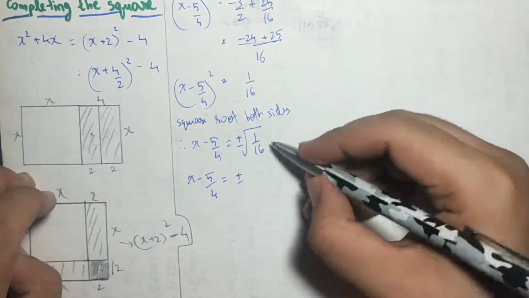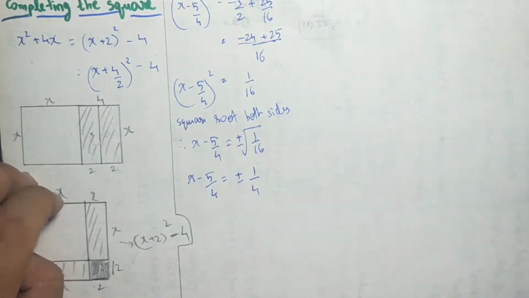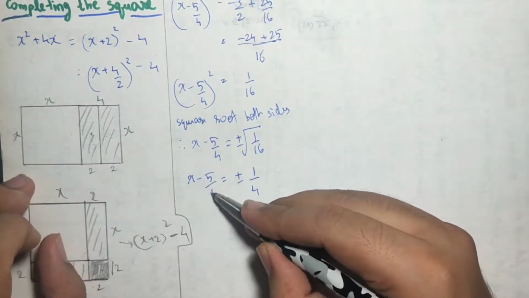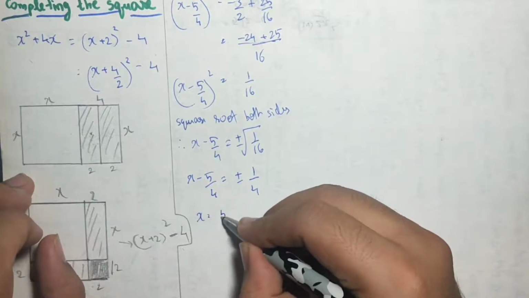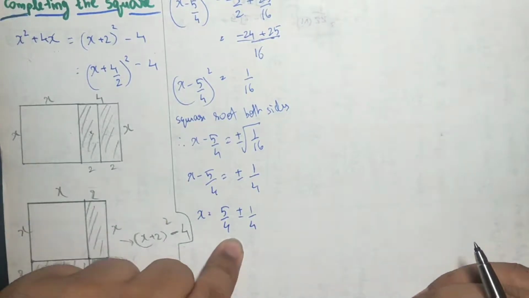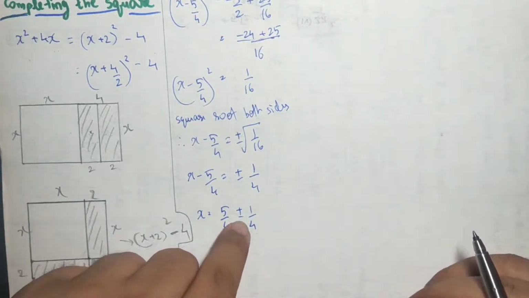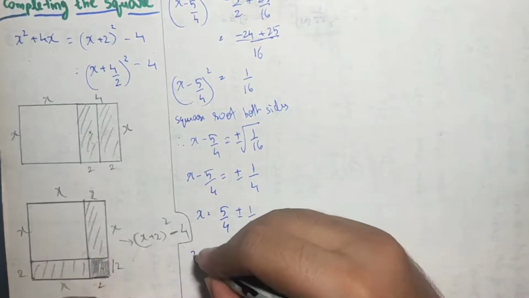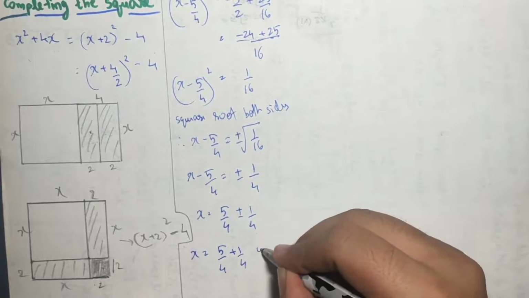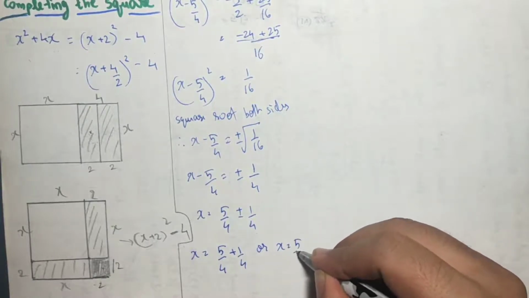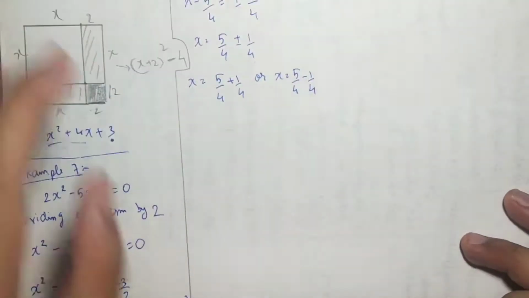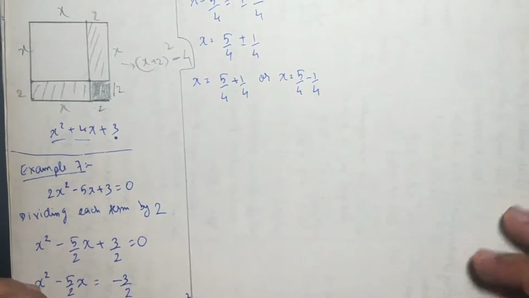See, these two are perfect squares. So 1 upon 4. 1 is a perfect square of 1, 16 is a perfect square of 4. This minus 5 by 4 will go on the right hand side. X equals to plus 5 by 4 plus or minus 1 by 4. As you can see, once you have to add it, the second time you have to subtract it. So x will be equals to 5 by 4 plus 1 by 4, or x will be equals to 5 by 4 minus 1 by 4.